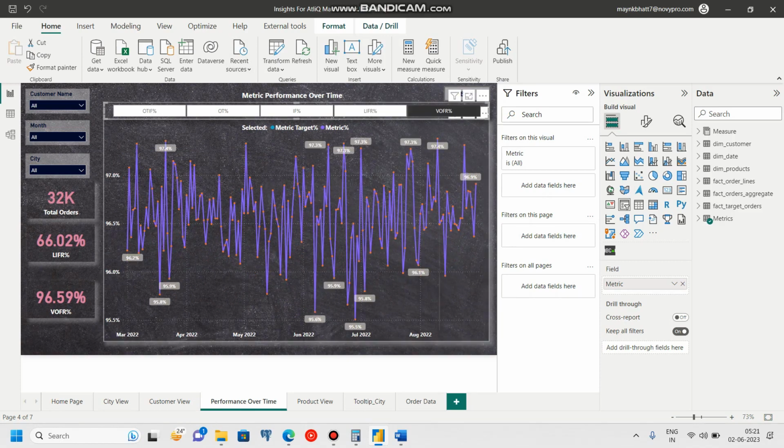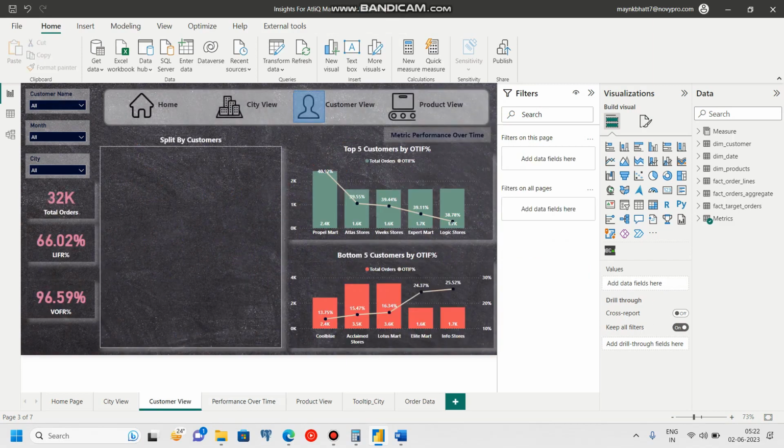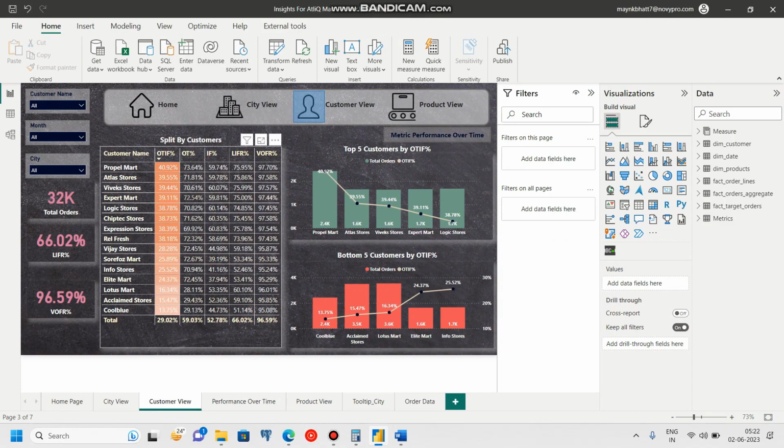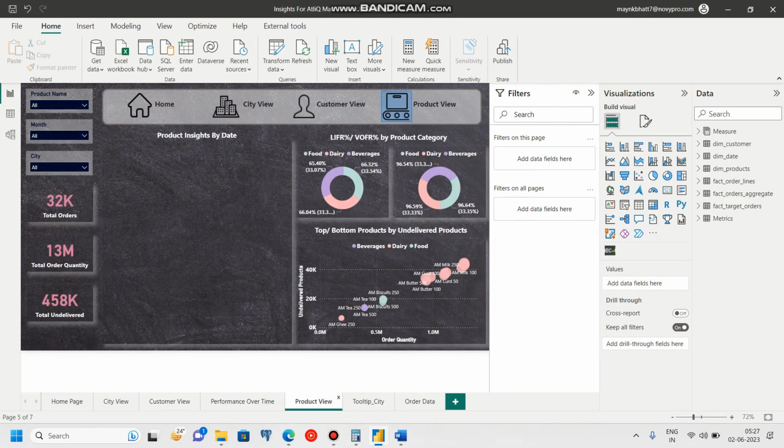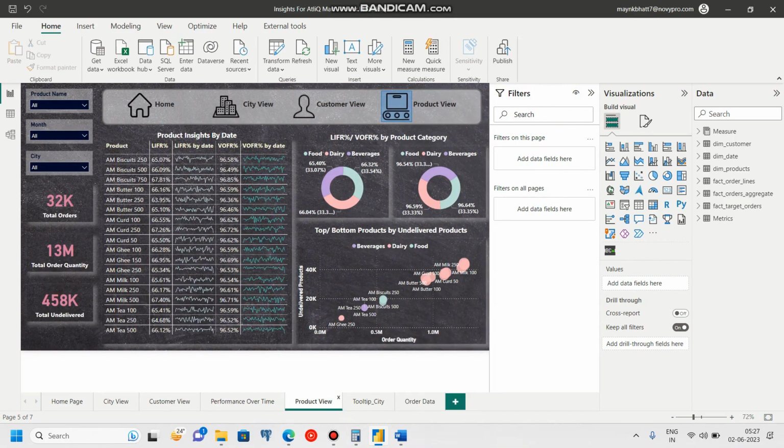So let's go back to our customer view. So here also we can generate an insight that the OTIF percentage is not doing so great for any of the customers. With customer view done, let's quickly move to the product view and understand the data product wise.